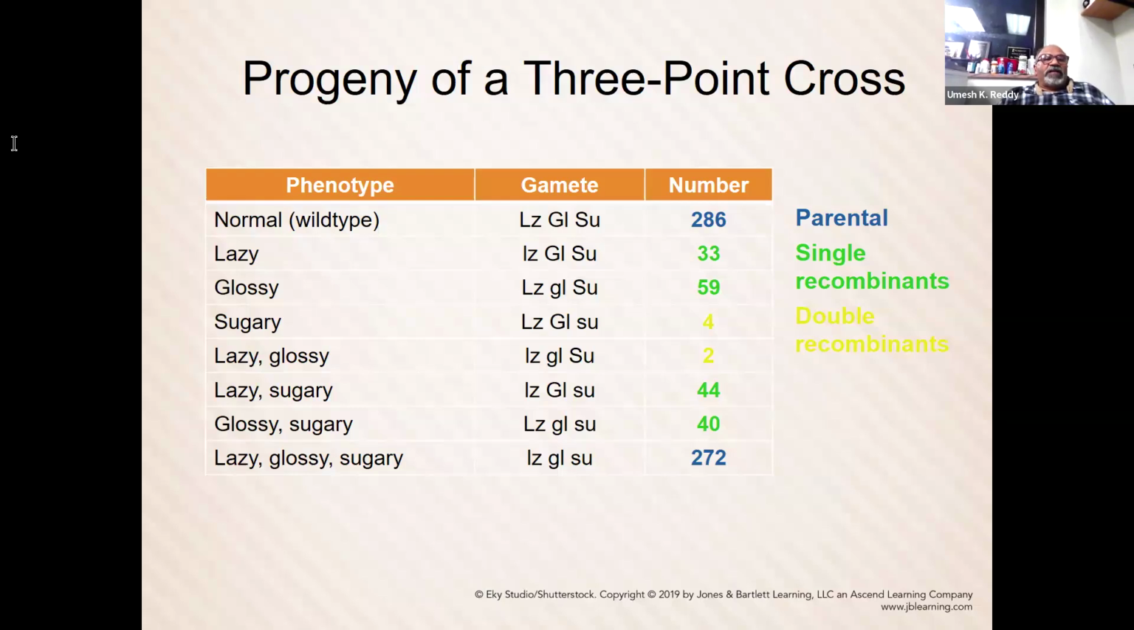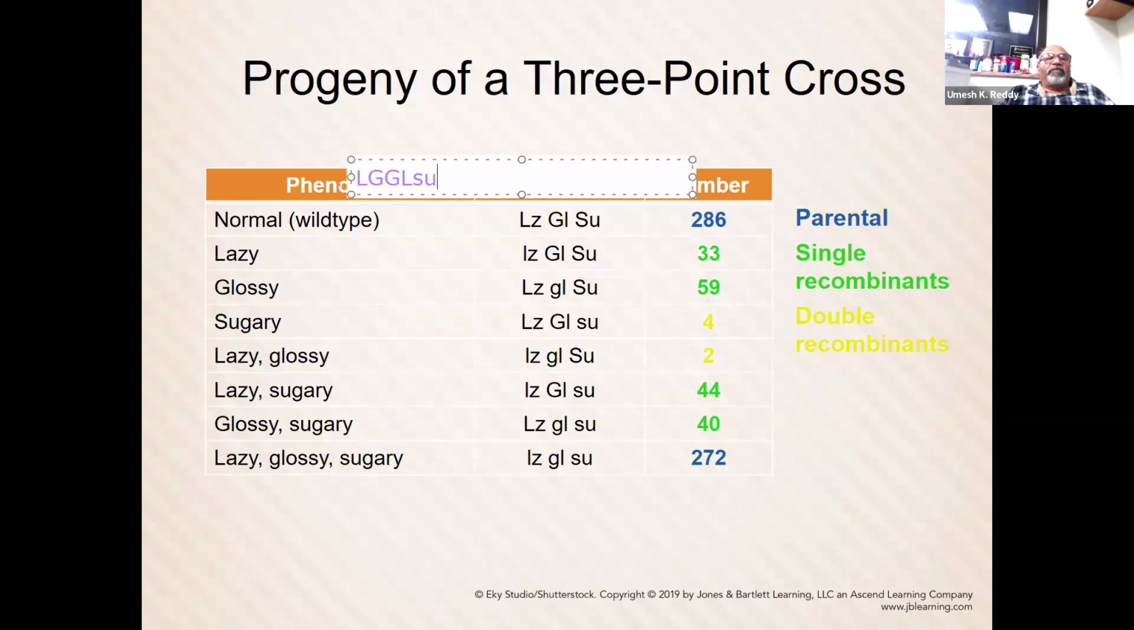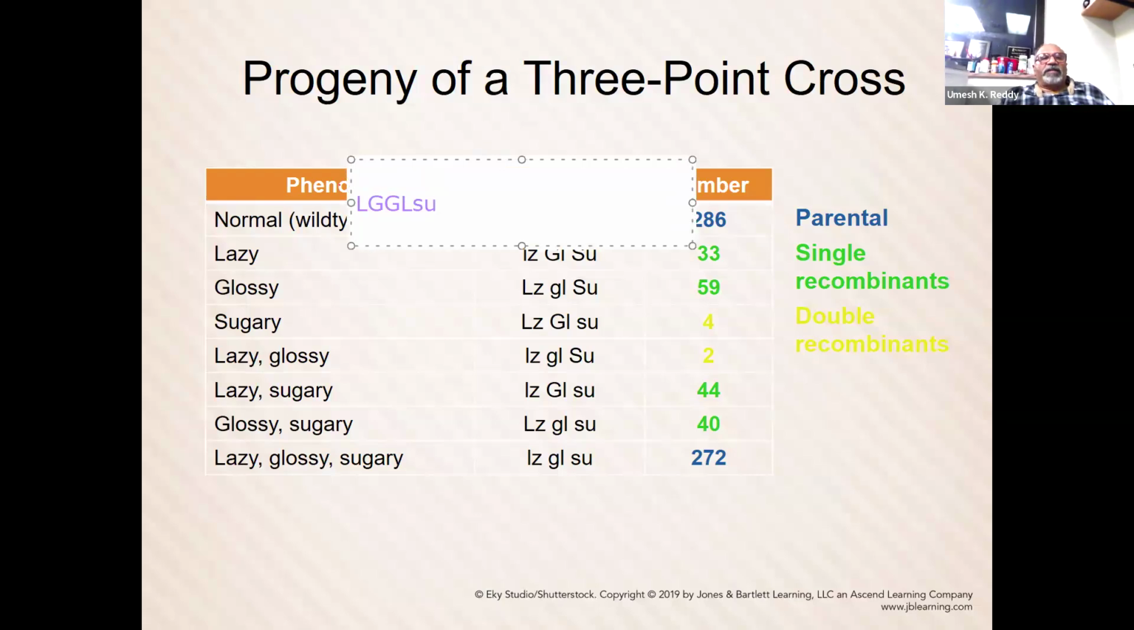So in this test cross that I have shown, if the recombination might have happened, it could be lazy, glassy, sugary, small sugary. So why did we get this? Because the recombination happened between the 2 chromosomes. Let me draw the test cross again.